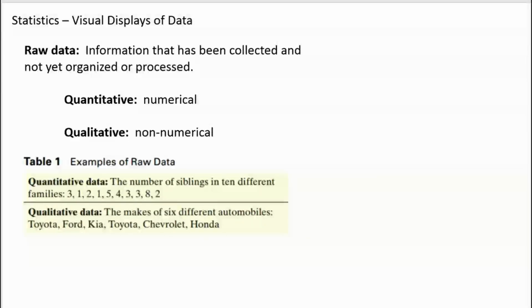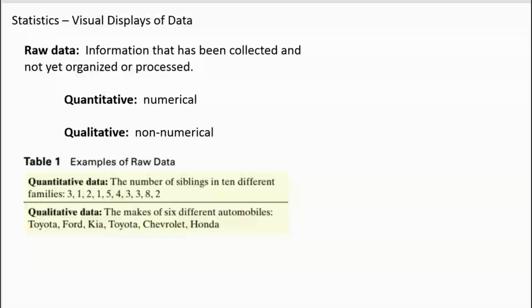Quantitative data, for instance, is the number of siblings in 10 different families. So we're counting siblings, so one family might have 3 siblings, another family 1 sibling, another family 2 siblings. Whereas qualitative data is the makes of 6 different automobiles. Okay, so you've got Toyota, Ford, Kia, Toyota, Chevrolet, Honda. So that says something about the information, but you're not counting Toyotas or counting Fords. You're just saying the makes of 6 different automobiles.